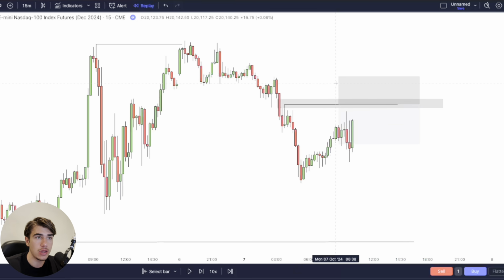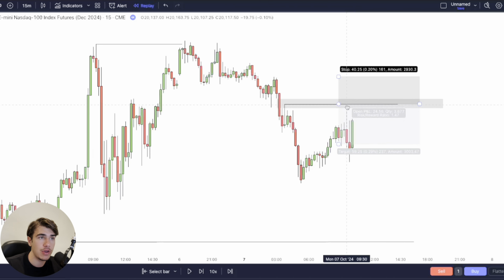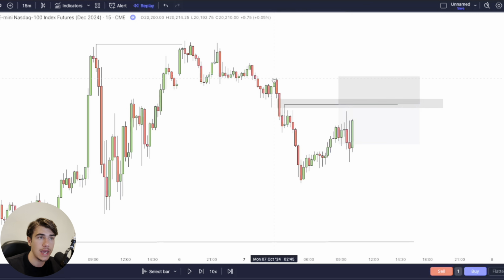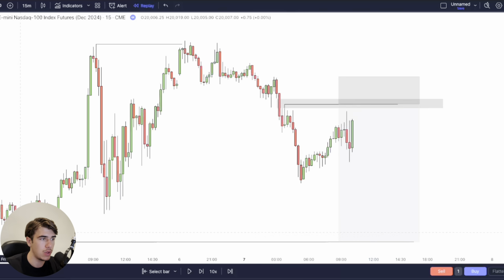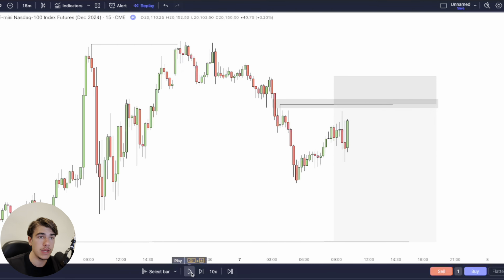So what I'm going to do is place my sell limit at that very high. My stop loss goes to the next internal range high. My take profit is going to go to this very obvious low hanging fruit that we see right over here. So I'm going to go ahead and play this trade out and we'll see exactly what happens.